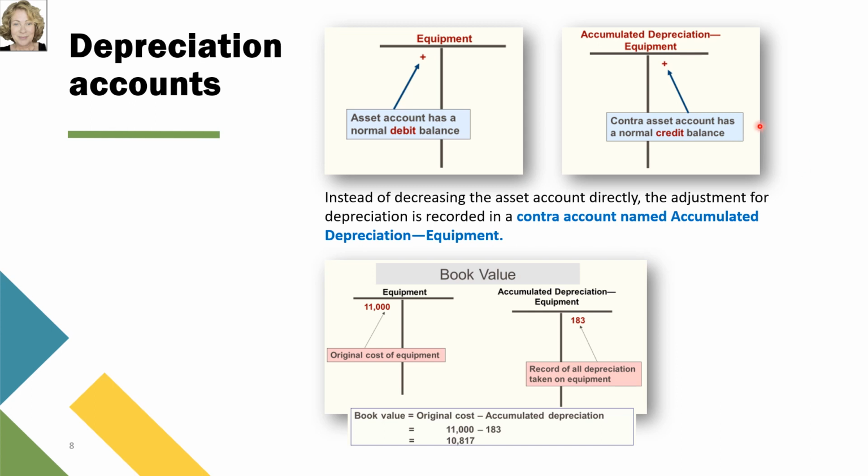An additional term that is often used in connection with assets is the book value. The book value is the net asset value after depreciation, which means that you take the original cost of the equipment and you subtract the accumulated depreciation from it. In our case, it is $11,000 minus $183, which equals $10,817 of a book value.